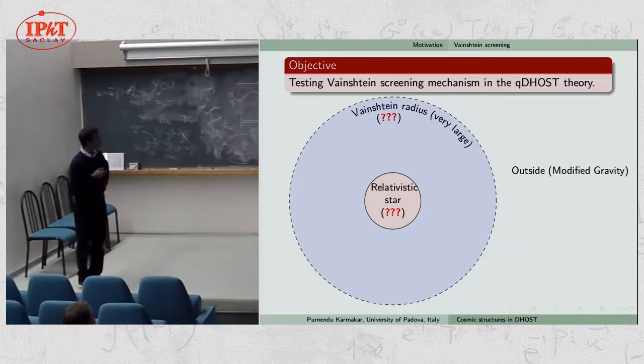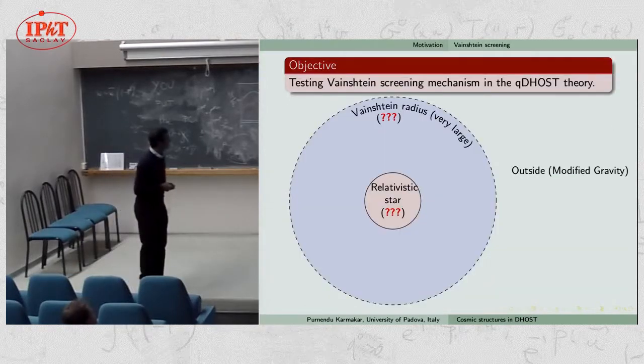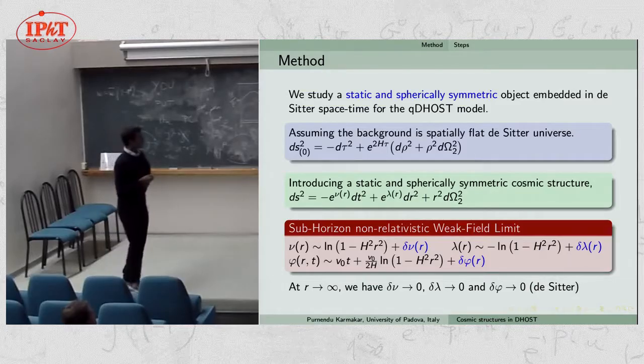So our objective is testing the Vainshtein screening mechanism in this quadratic order degenerate theory. Okay, the method: I am not going to talk about every detail. I am just going to talk about the method briefly, then I will go to the results.